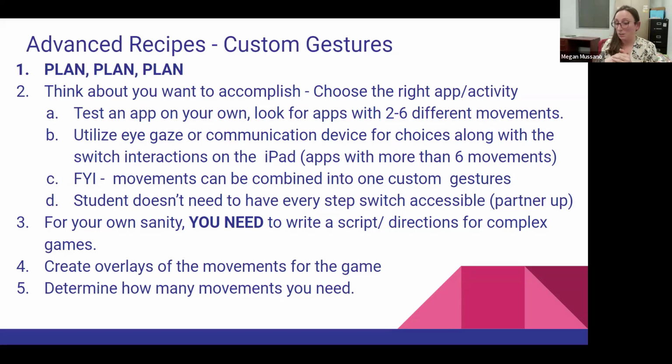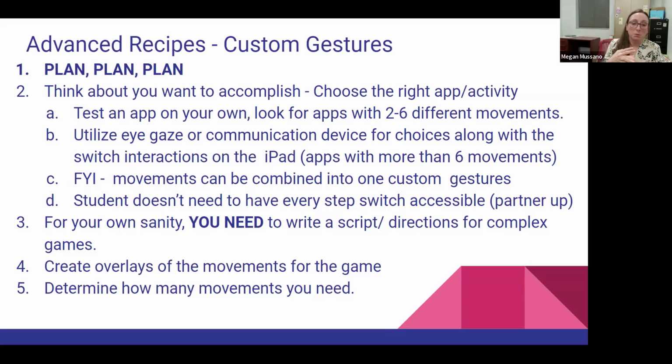Like as a therapist, I would say, you know, some things I would use partner assisted scanning, or I'd use eye gaze for them to make a choice, but then they use their switch to actually select it or to turn to the next page, kind of use it as a more interactive activity. I like to recommend looking for an app where the student would only have to do 2 to 6 different movements to be able to interact with it. And then, like I said, utilize eye gaze or a communication device for other choices.